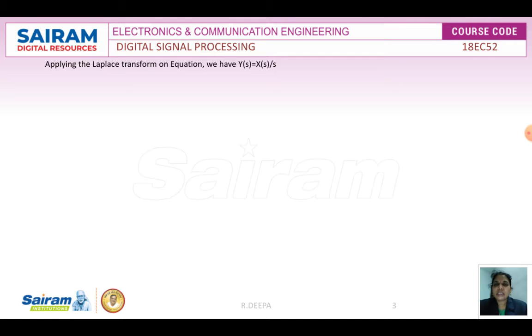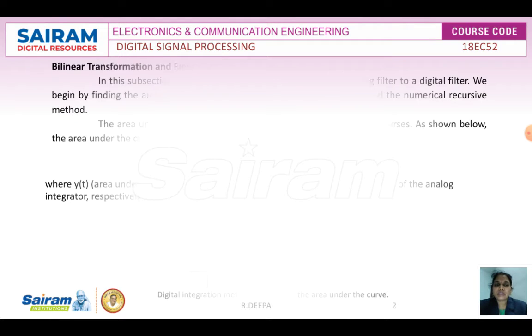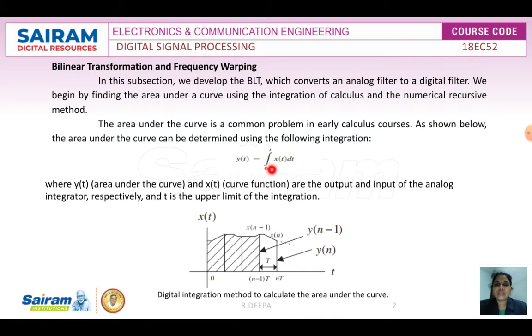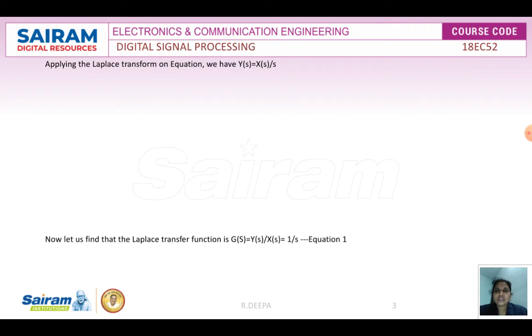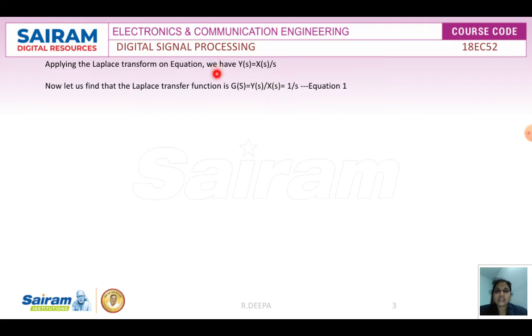Let us apply the Laplace transform to the equation. The previous equation is y of t equals the integral from 0 to t of x of t dt, where y of t represents the area under the curve and x of t is the curve function. It is also the input of the analog integrator, and t is the upper limit of the integration. Now applying the Laplace transform, the Laplace transform of y of t is Y of s, and the Laplace transform of the integral of x of t dt is X of s divided by s.